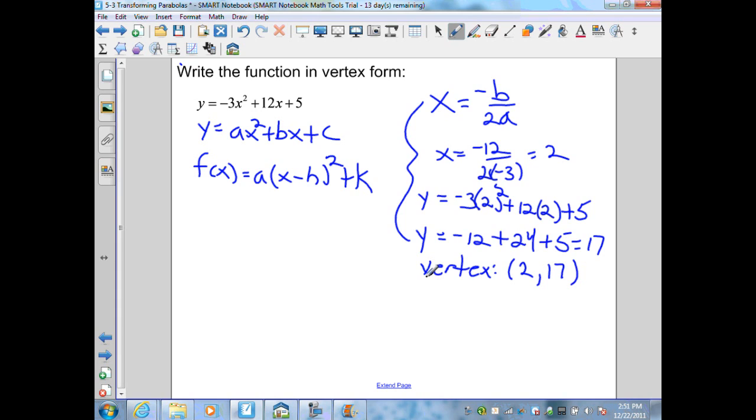But we know our vertex in our vertex form is h, k. So now, knowing h, k, and from our standard form, we know a.